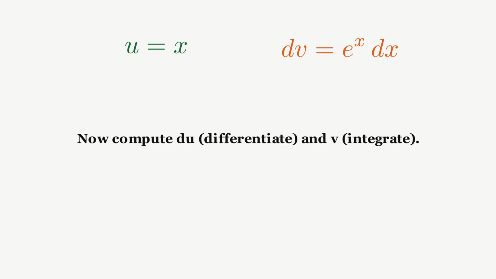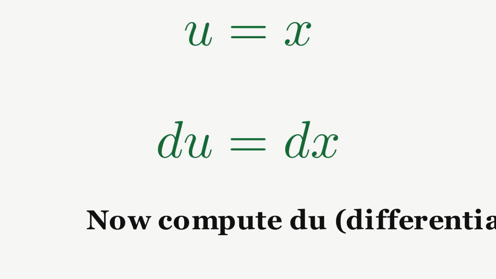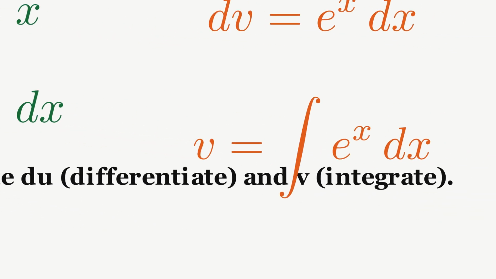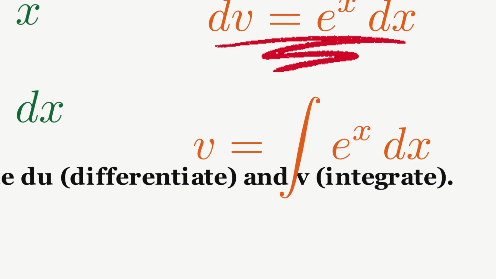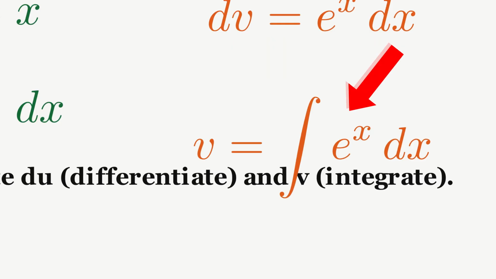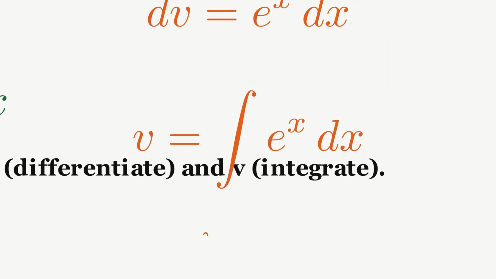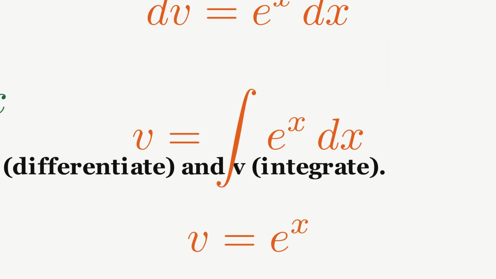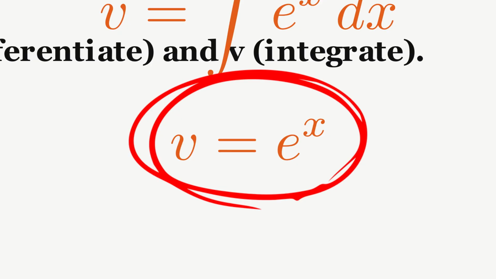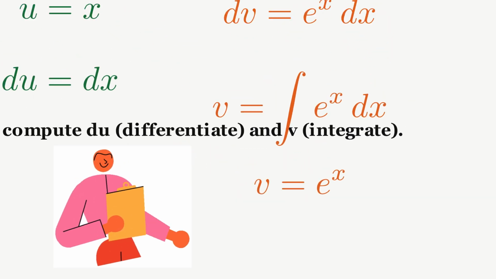Now we need to find du and v. Since u equals x, its derivative is simply du equals dx. This is exactly what we wanted. Differentiating x reduced it to 1. Now let's integrate. dv equals e to the power x with respect to x. The integral of e to the power x is still e to the power x. Therefore, v equals e to the power x. Now we have everything needed for the formula.